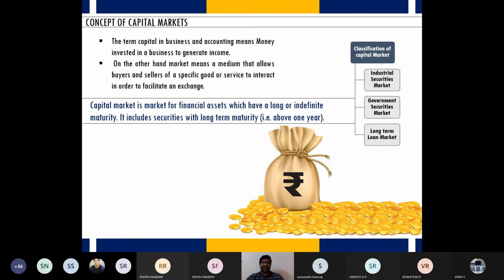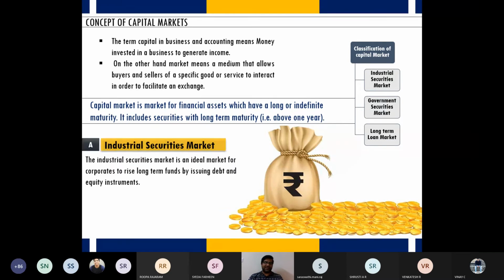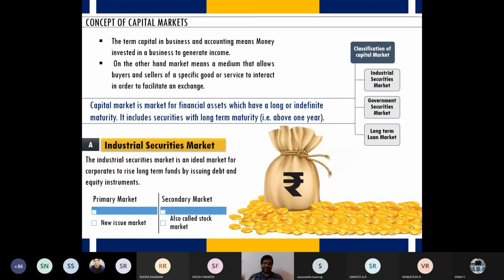Simple, right? So this so-called capital markets, as I said, industrial securities market, is again classified into two categories: primary market and secondary market. And this is what you people have to discuss in detail. Primary market is a market for new issue of shares. That means when a company is issuing shares to the public directly, it is called new issue market.